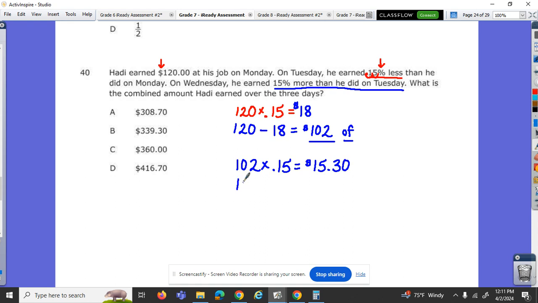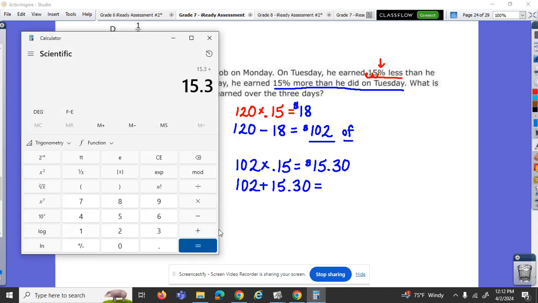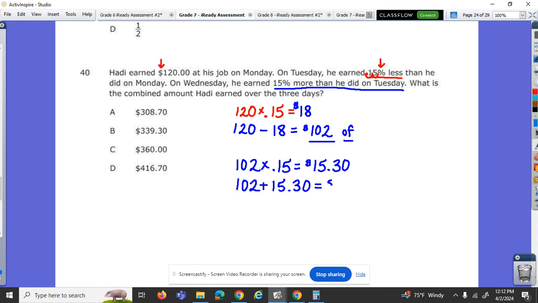Okay, so now he gets to add that onto his salary. Okay, so we got 130. Oh, sorry. Let me go back. I did 120, didn't I? Okay. There we go. So I knew that didn't look right. 117.30.